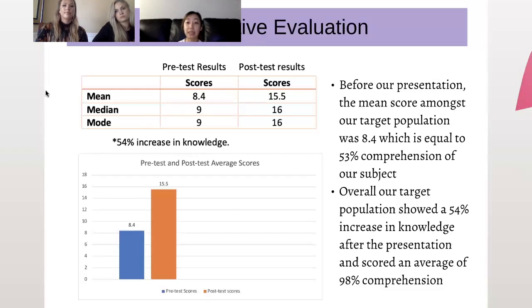So before presenting to our target population, 8.4 is about equal to 53% comprehension on the subject that we talked about. And then after our presentation, we found that the increase in knowledge was a lot higher, and a lot of them scored an average of 98%, which means that it increased by 54%, which is really good.